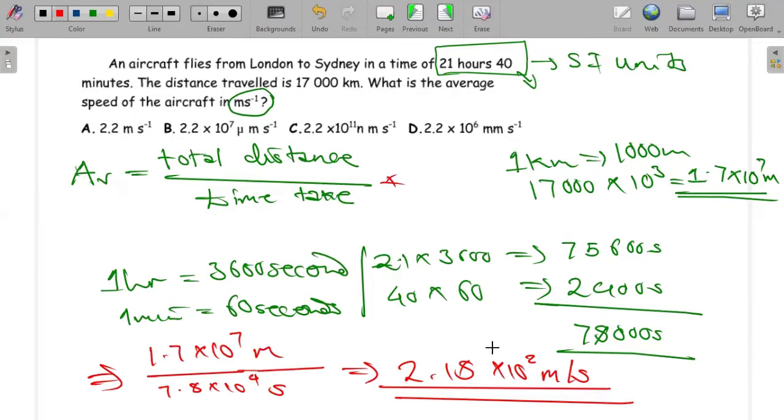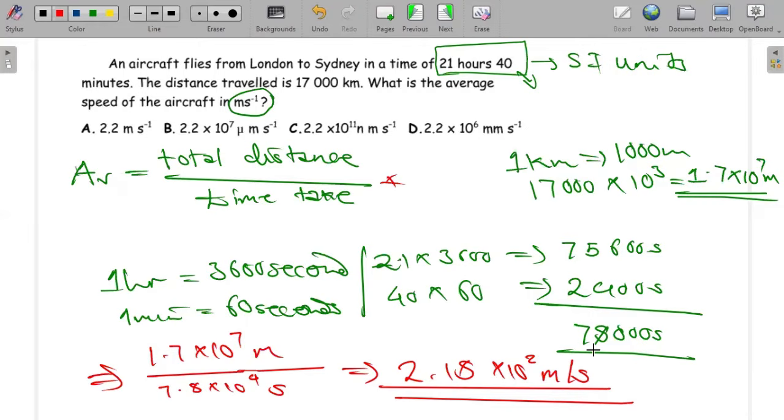All right, so let's check our answers. We have A, 2.2 meters per second. B, 2.2 times 10 to the power 7 micrometers per second. C, 2.2 times 10 to the power 11 nanometers per second. And D, 2.2 times 10 to the power 6 millimeters per second.